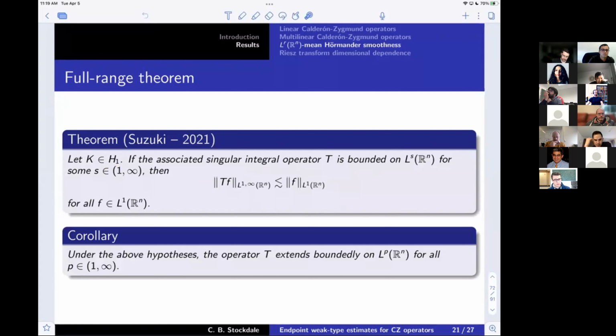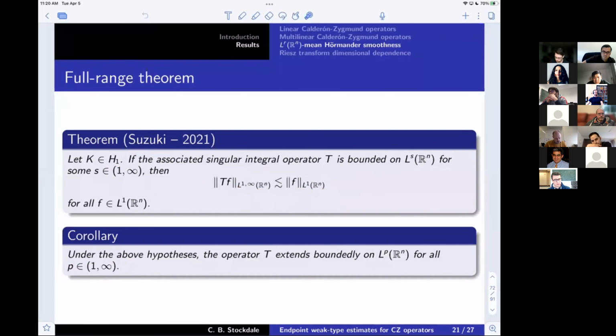So there are some stronger theorems that you can have in this direction. Really, according to Suzuki's result, you can get the weak 1-1 inequality, and even in the worst case scenario, you can get a full range theorem. So you can get the LP bounds for every P between 1 and infinity. But the philosophy of weakening the smoothness conditions and seeing how far it can be weakened and still get a fruitful theory, there's still plenty of directions to be investigated there.